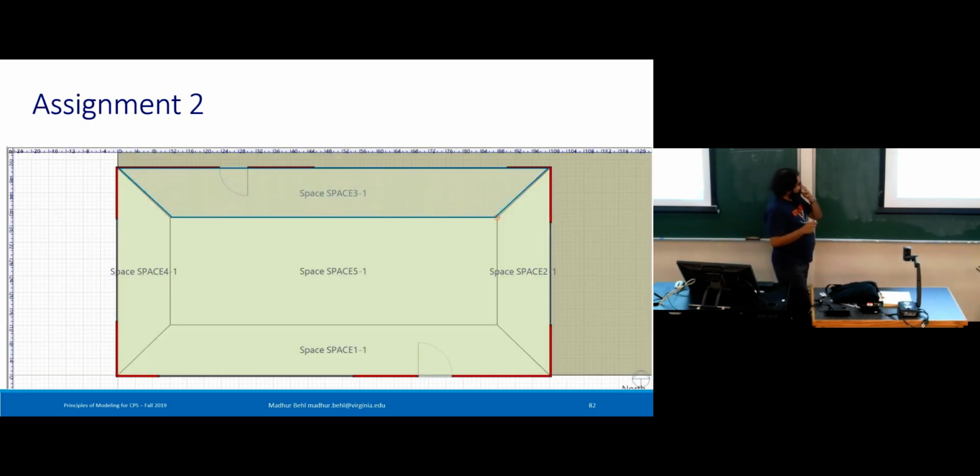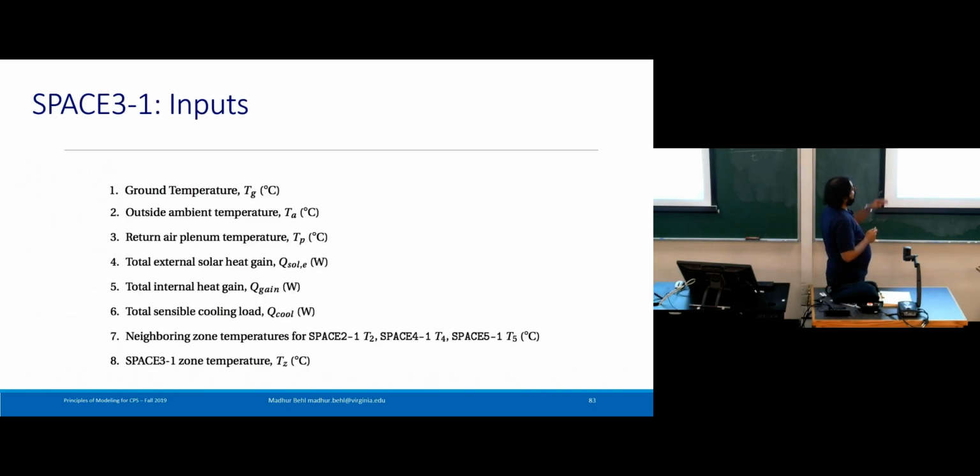So in assignment 2, you are given this zone. This is the top-down view, and you only have to model this space 3-1, which is one of the perimeter zones. And the assignment goes into a lot of detail. Let me quickly present a summary of what you are expected to do here. So this space 3-1, that's the name of the zone. It has the following inputs. I've already given the list of inputs, right? So all of them should be familiar by now. So we have ground temperature, outside air temperature.